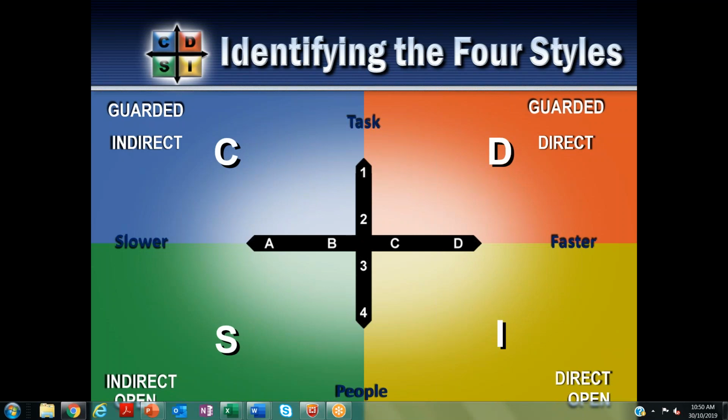So maybe she's a CS. Okay, so then you come up with that and you think, well, what do we know about a CS? If you think about a CS, what do we know? One thing, if you look at the chart here, what's in common? They're both slower, right? So if she is a CS, as an example, then you would take it slower. You wouldn't want to blindside her with things. You'd want to walk her through things. You'd want to take time.